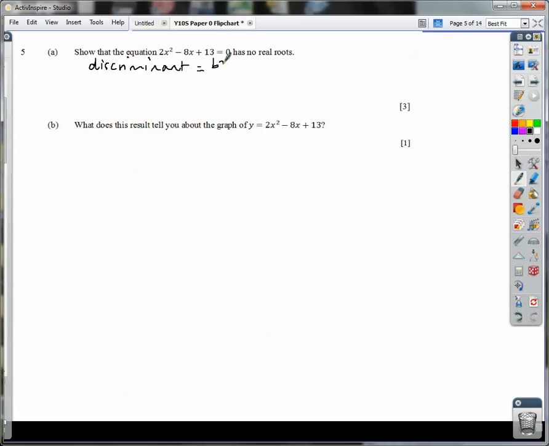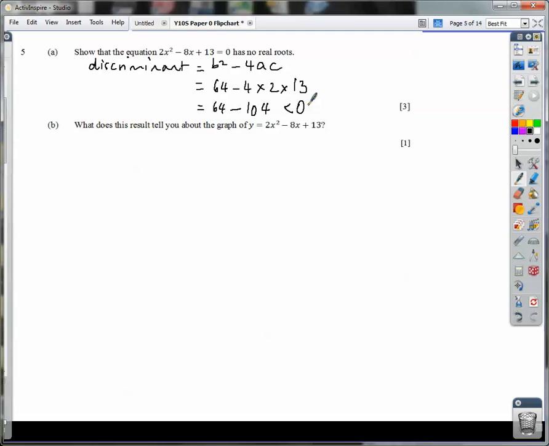Well, the discriminant is b squared minus 4ac, and that b is minus 8, so minus 8 all squared is 64. Subtract 4, multiply by a, which is 2, and c is 13. So you're doing 64, subtract 4 times 2 times 13, so that's 64 take away 104. Now, without actually having to work it out, we know 64 subtract 104 is negative. And that's the key thing.